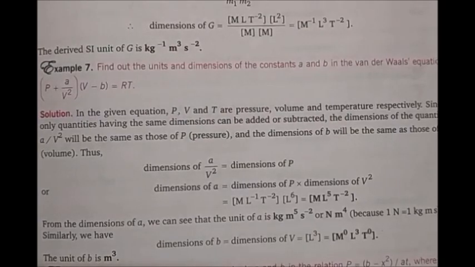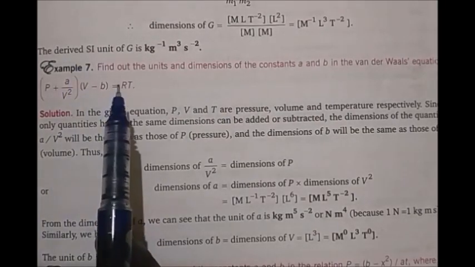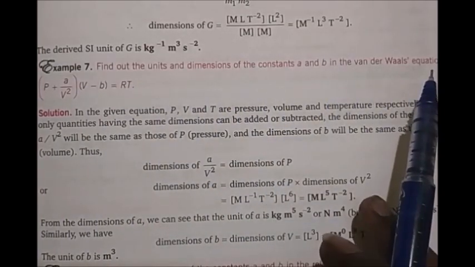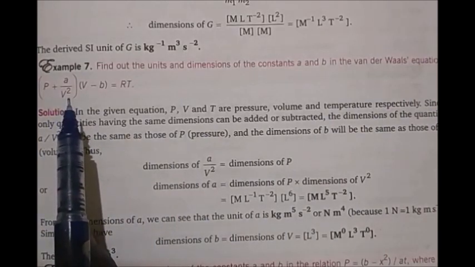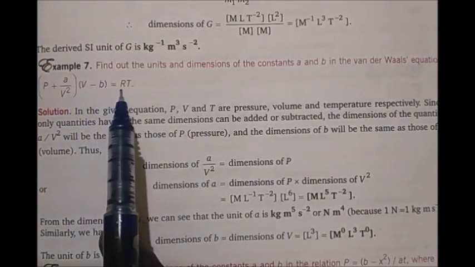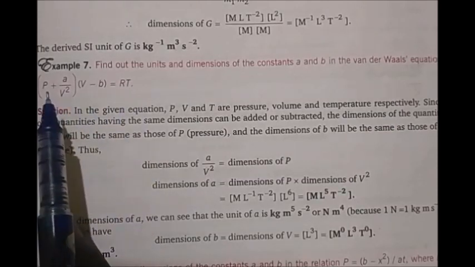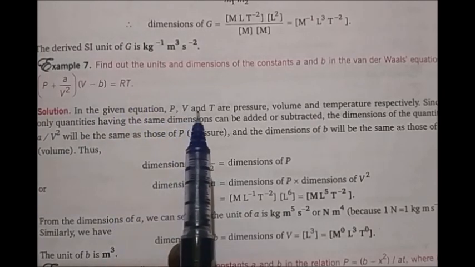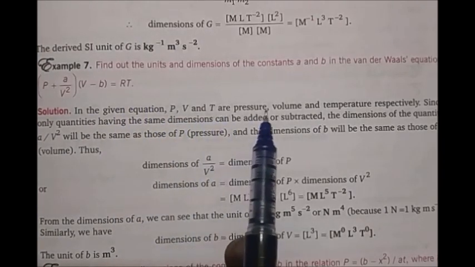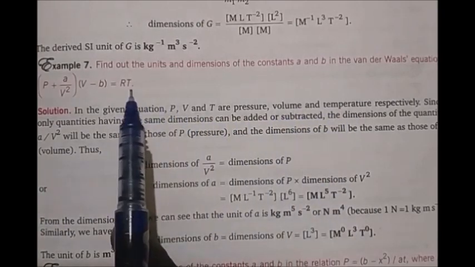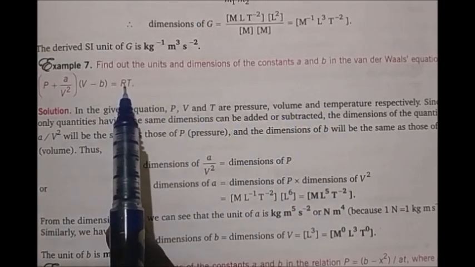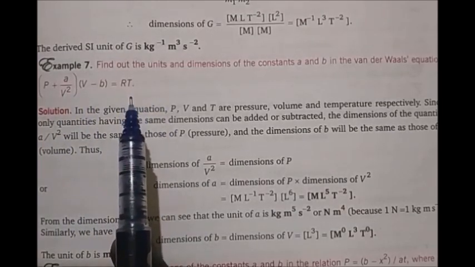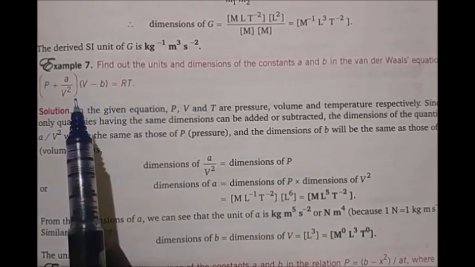So here we find the next question, example number 7. Find out the units and dimensions of the constants A and B in the van der Waals equation, P plus A by V square times V minus B equal to R into T, where P, V and T are given as pressure, volume and temperature. Capital R, we already know it is a gas constant. So PV is equal to RT is the gas equation, and based on this one, the van der Waals equation also is made.